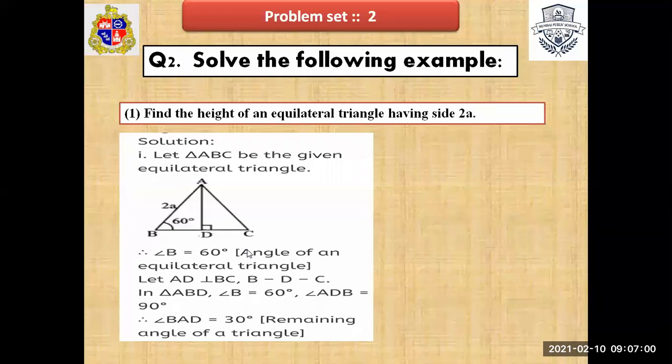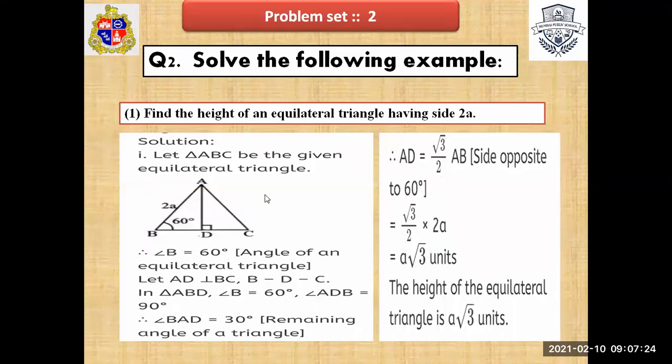So angle B is equal to 60 degree. As we know, AD is perpendicular to BC, so B, D, C are collinear points. So in triangle ABD, this is perpendicular, that means angle D is 90 degree, angle B is 60 degree. So automatically the remaining angle, that is angle A, is 30 degree. Then we apply the properties of the 30, 60, 90 theorem.